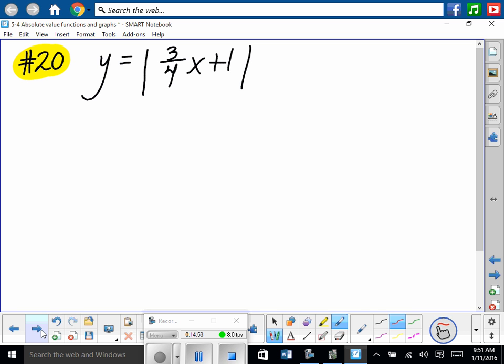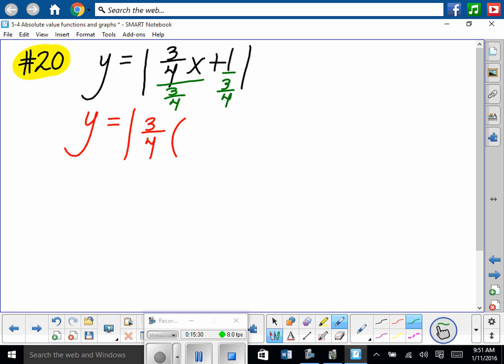So everybody, number 20. Once again, a little bit more advanced here. y is equal to the absolute value of 3/4 x plus 1. Well, first of all, I don't want that 3/4 to be multiplied to x. But you can't just pull out the 3/4 x, because there's that 1 there. So what we're going to do is factor. So we have absolute value. I'm going to factor out 3/4. So then what's left inside? Now remember, if you factor something out, you divide each term by what you factored out.